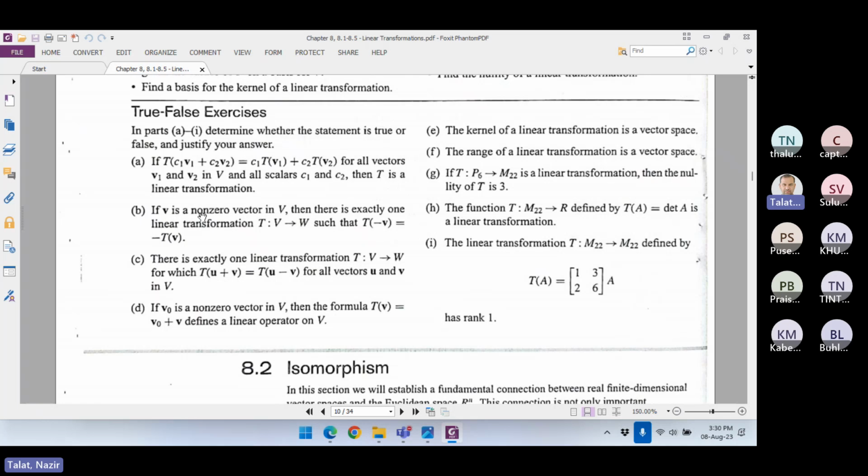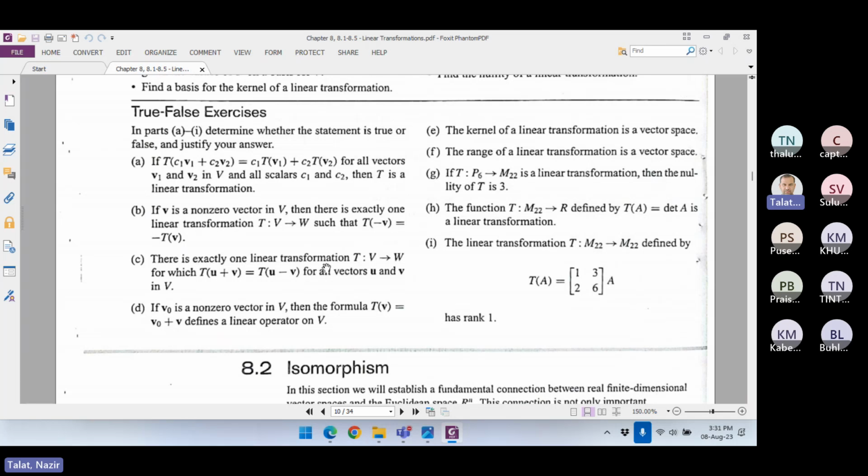And if v is a non-zero vector, then there exists exactly one linear transformation that maps T of v1 equal to minus v1. So for a non-zero vector, this will not always be a unique element for that one to be satisfied. For instance, there are some other linear transformations that also satisfy this condition for the non-zero vector. So this statement is not always true.